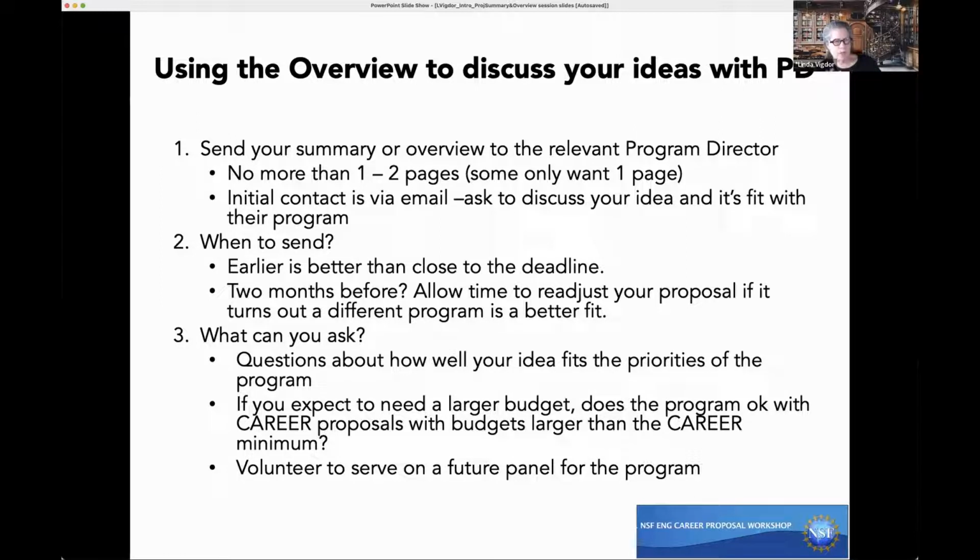You can talk about budgets, particularly if you think you need more than the minimum budget for your education or research. And also it's a good opportunity to volunteer to serve on future panels for the program. So that's the big picture.